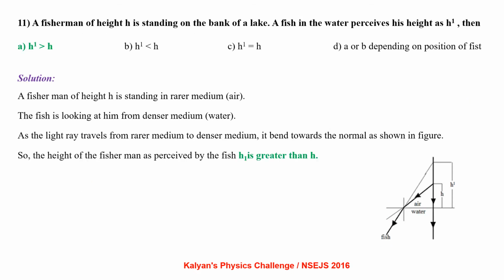A fisherman of height h is standing on the bank of a lake. A fish in the water perceives his height as h dash. The fisherman of height h is standing in the rarer medium, that is air. The fish is looking at him from the denser medium, that is water. As the light ray travels from rarer medium to denser medium, it bends towards the normal as shown in the figure. So the height of the fisherman as perceived by the fish is h1, that is greater than h.